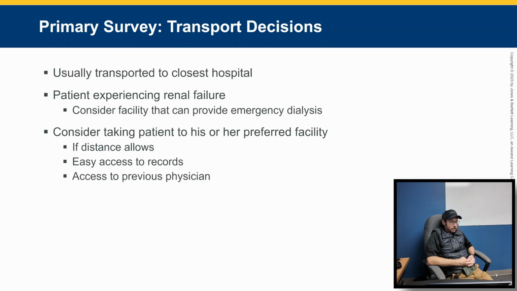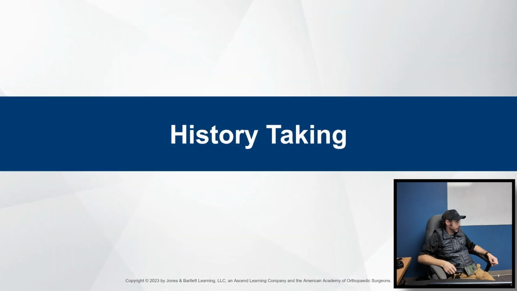Consider taking the patient to his or her preferred facility. So what if it is a patient that has COPD and they have a pulmonologist at Erlanger? Would it benefit that patient to take them to Memorial? Are they going to be stabilized and get the emergency treatment that they need? Yes, but it would probably be better logistically for the patient to go to the place where their specialist has the ability to practice, right?